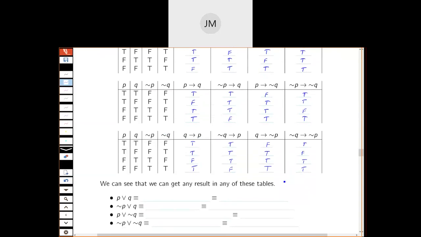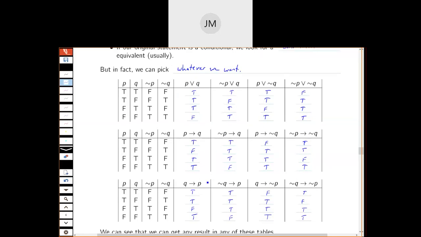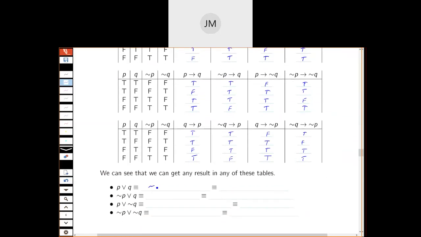So I can say that P or Q, where the false is in the 4th row, is going to be equivalent to this one, because I have the same truth table: the false in the 4th row, the others are true. So P or Q is equivalent to if not P, then Q. And if I look down here, I get a false on the 4th row when I have if not Q, then P.